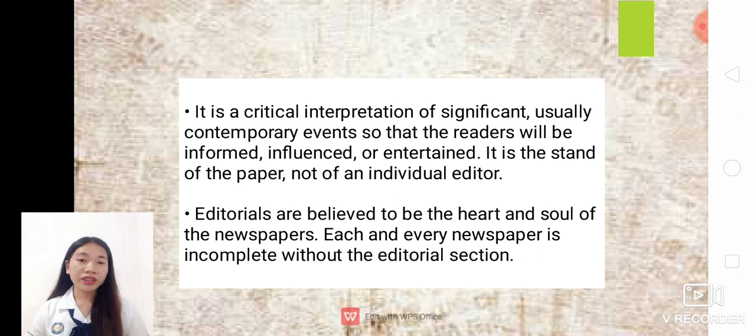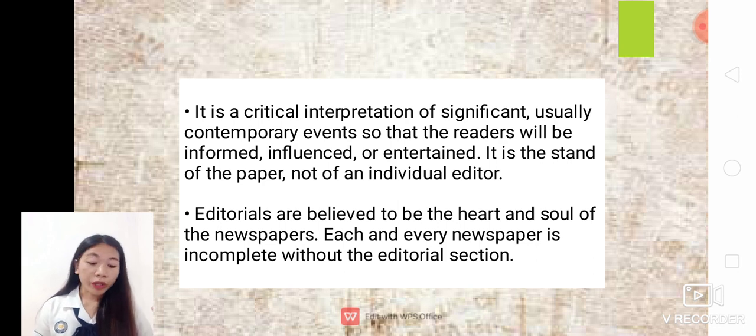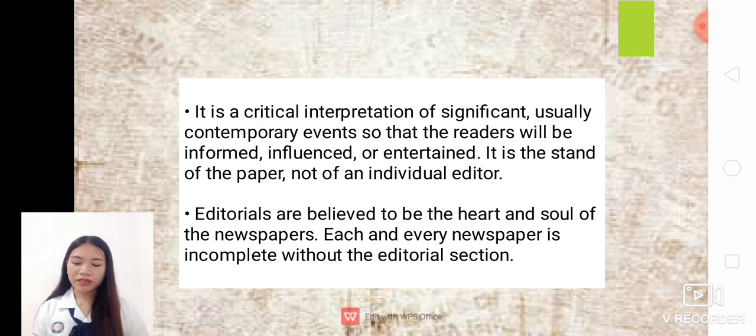As mentioned, it doesn't just give information, but makes the public be influenced in their point of view on an issue, or entertains them, just as I have said a while back. And also, it is the stand of the paper and not of an individual editor, because before you can publish an editorial paper, or include it in an article or magazine, it should be checked and critiqued first by the board of directors. So maybe you may wonder how. Later on, other reporters will share details and further discuss it.